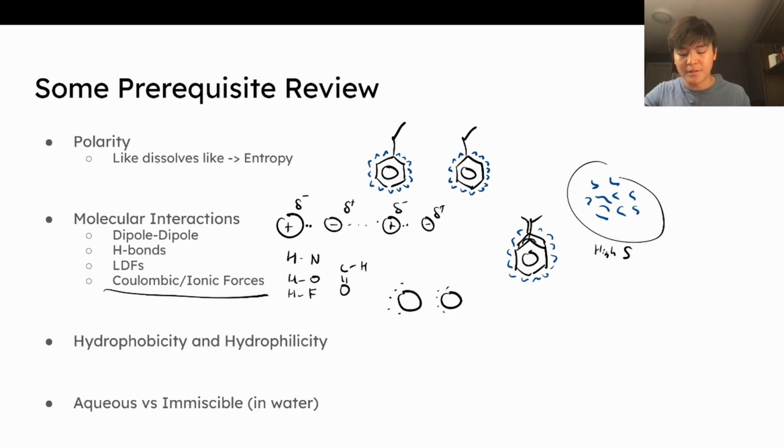The next one is obviously Coulombic or ionic forces. This is just if you have literally a positive ion, like a straight up Na plus, and a Cl minus. Okay, they're going to love each other.